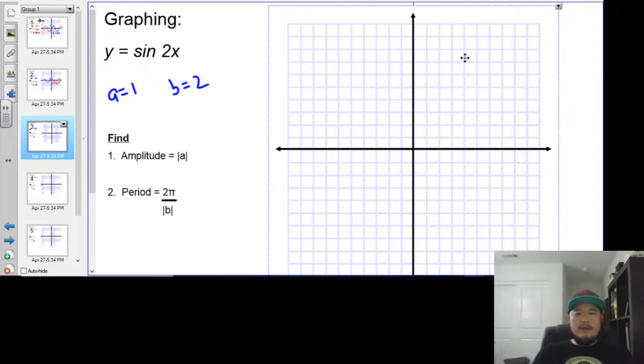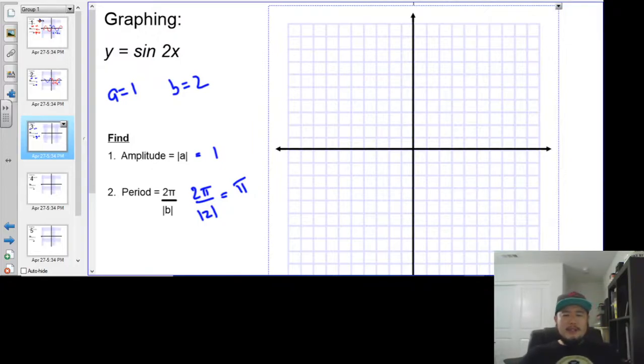All right, so for the amplitude, a is equal to 1, so that's easy. But our period is actually different, right? This time we take 2 pi, we'll divide it by the absolute value of 2, which is 2. So 2 pi divided by 2 is equal to pi. So what's going to happen is, in actuality, it's going to compress.